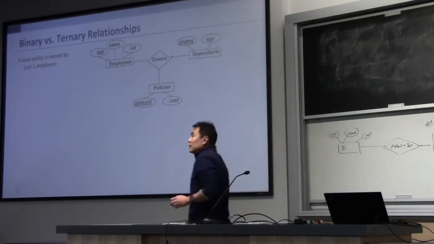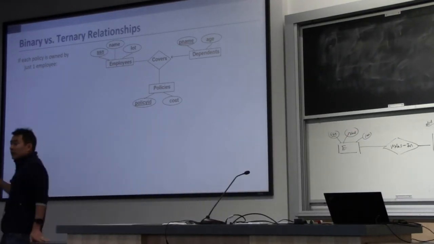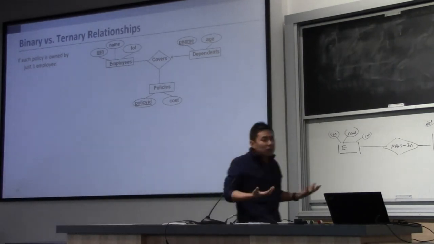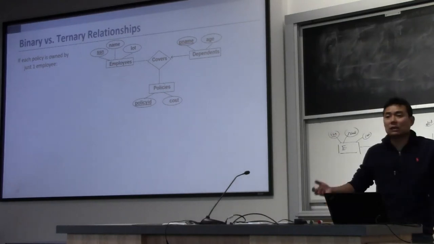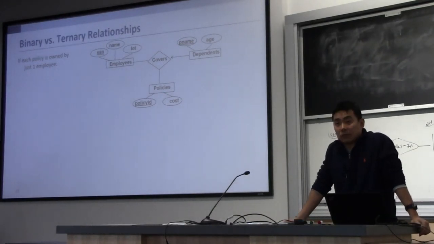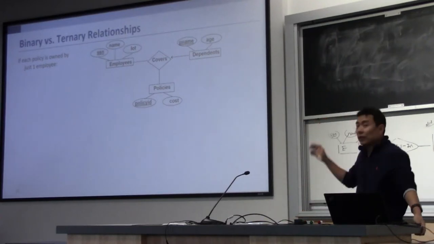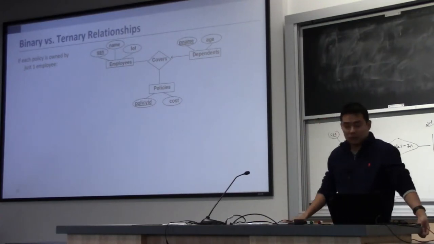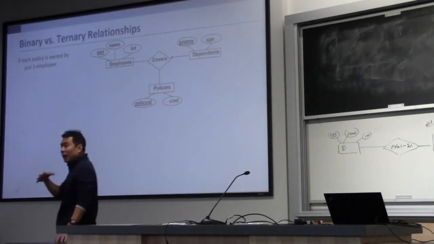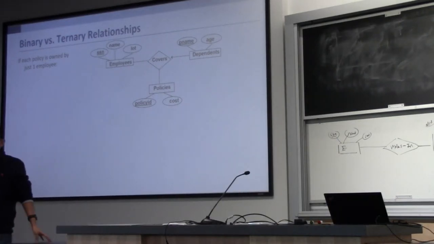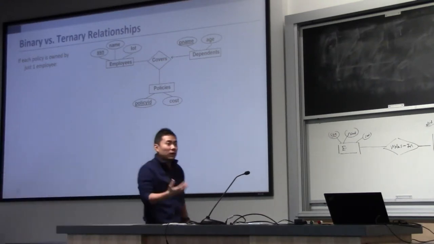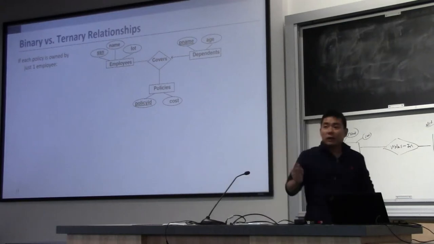Now I'm ready to present the binary ternary stuff, right? So far we talk about binary relationships. We can always have ternary relationships, meaning a relationship connecting more than two entity sets. So here is a relationship connecting three entity sets. So for example, employee purchase, we all have healthcare stuff, right? It was a big deal, right? Like the Obamacare, then Republican trying to get rid of it, all that stuff, right? So healthcare is a big deal.